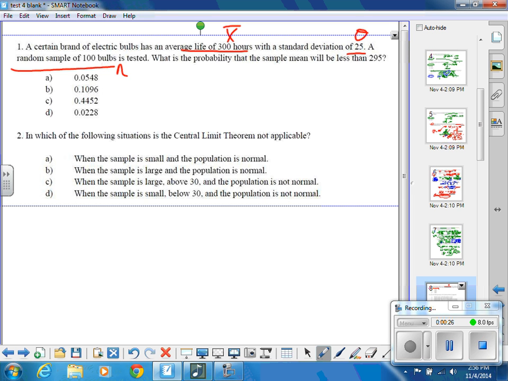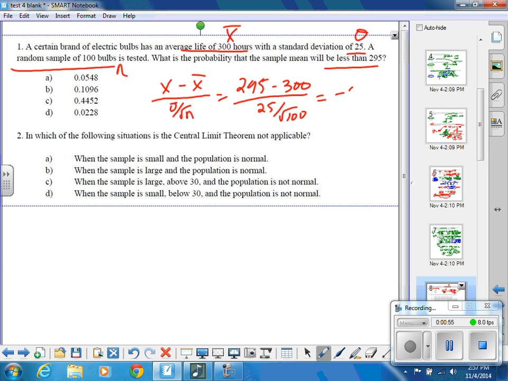So it says, what is the probability the sample mean will be less than 295, the default? So this is using the formula x minus x bar all over sigma divided by the square root of n. How do you know? You're going to have an extra number here. They're going to give you a sample size. That's how you're going to know. So I plug everything in: 295 minus 300 all over 25 over the square root of 100. Stick that in the calculator. You get -2 for your z. Look up -2 in your book. This is the area that corresponds to it.